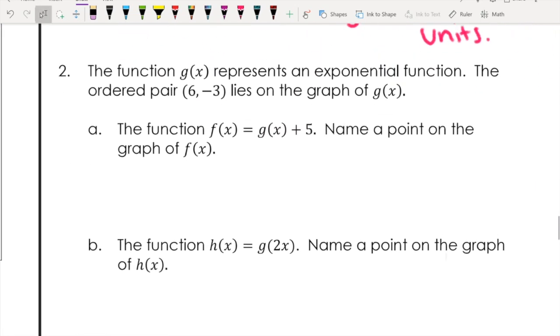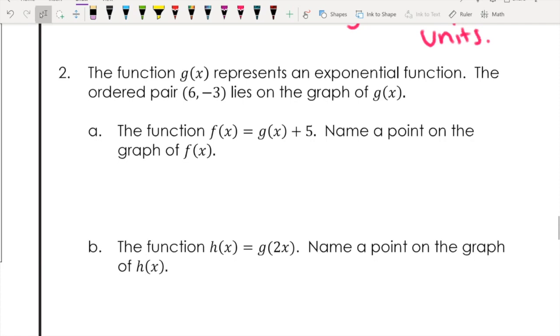The function g of x represents an exponential function. The ordered pair 6 and negative 3 lies on the graph of g of x. The function f of x equals g of x plus 5. Name a point on the graph f of x. So in this case, if I wanted to do this problem, I know that this ordered pair represents g of x. So that means this right here, whatever I input for this number, I need to input for that number as well.